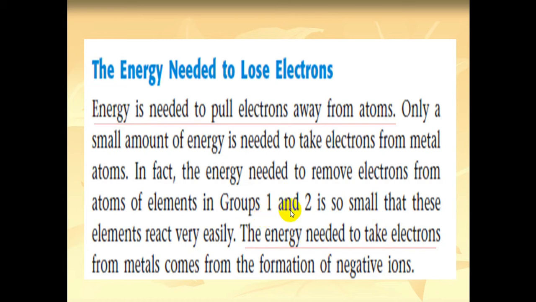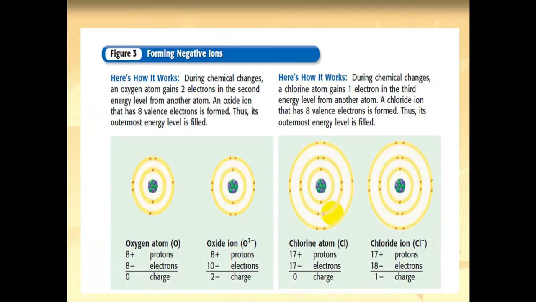So group 1 and 2 need a small amount of energy to lose these electrons, as we said, because these groups react very easily. So the energy needed to take electrons from metals comes from the formation of negative ions. Okay, so the energy they need, they take it from the negative ions. Here's how forming the negative ions works.